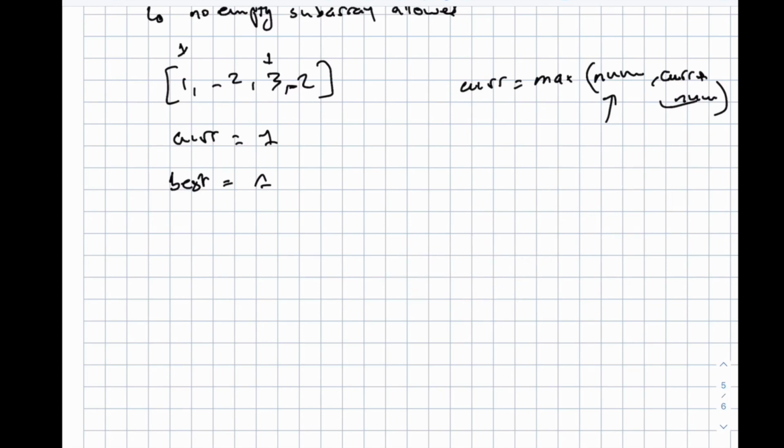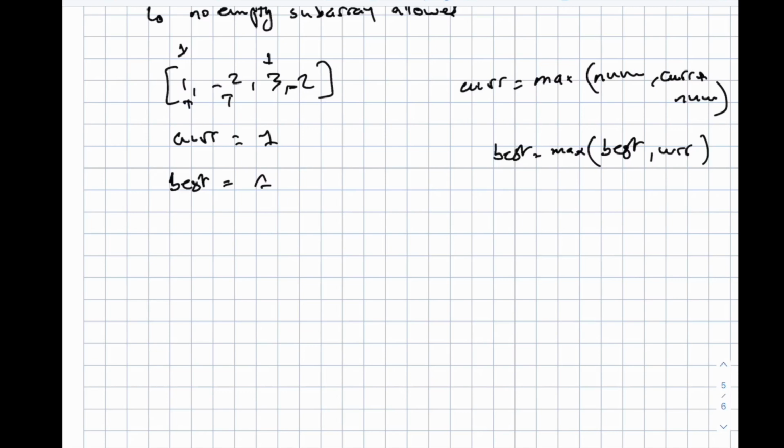I hope that was clear, but this is just Kadane's algorithm, so you could just brush up on it. And the best is just the normal sum. It's just going to be the max of best and the current sum each time, okay? And so we did this one, we go to minus 2. Now the current sum is either minus 2 or 1 plus minus 2, which is minus 1. Minus 1 is better, so we put minus 1. And so is minus 1 better than 1? No, so we leave it as 1.